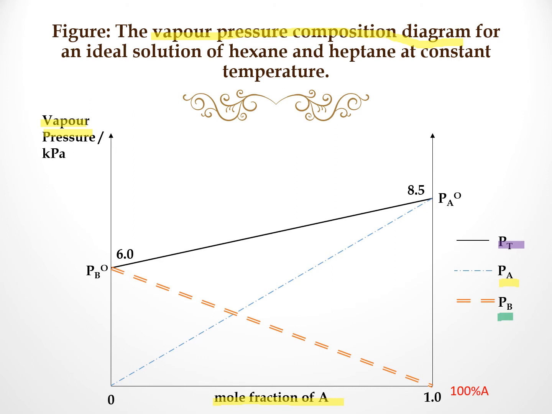Okay, so at this point we have 100% of A. So at the y-axis, this pressure is the vapor pressure of pure A. And as for this part, we have 100% of B. So this is the vapor pressure of pure B.